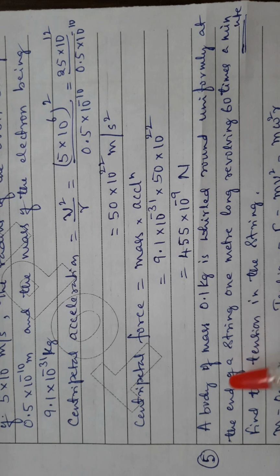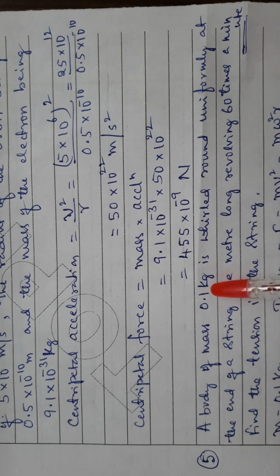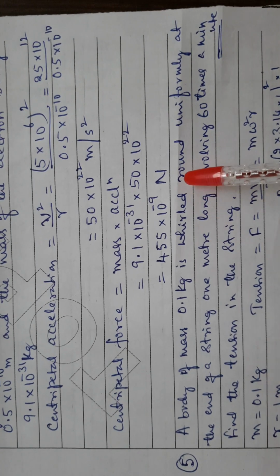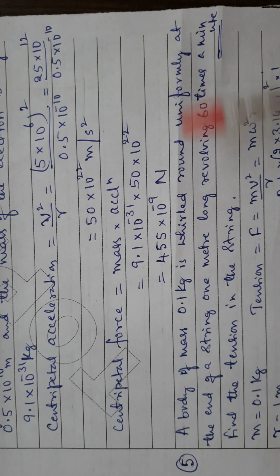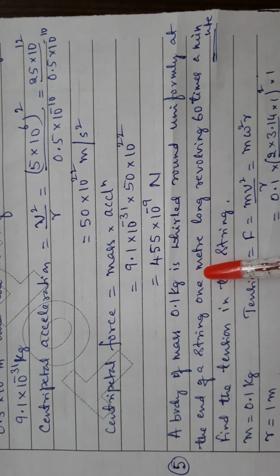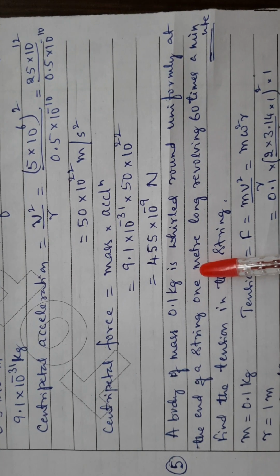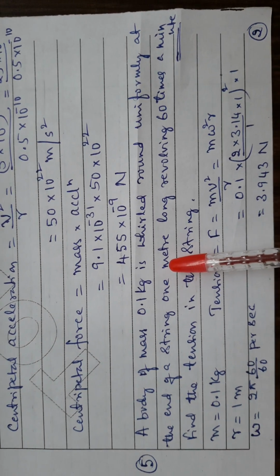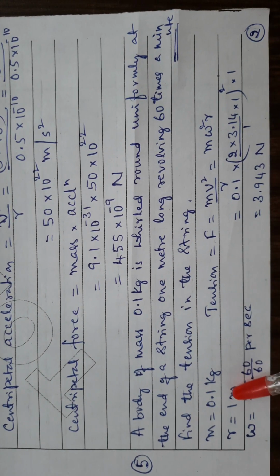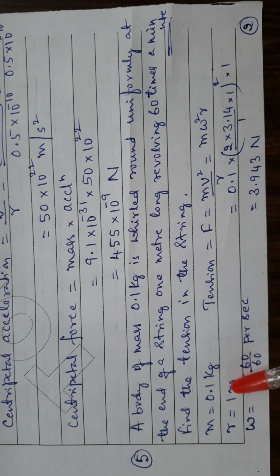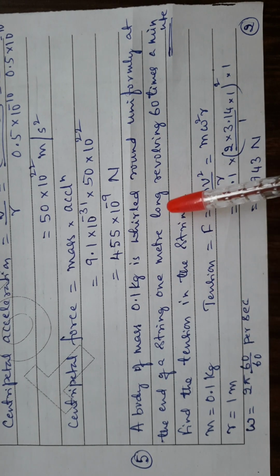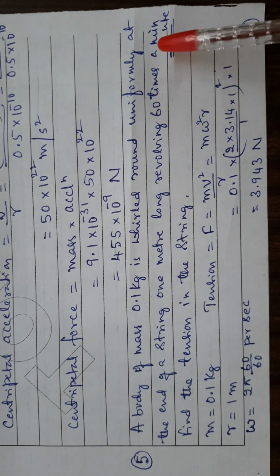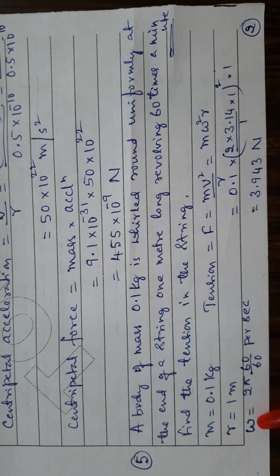Now, again, go back to the problem. A body of mass 0.1 kg. Mass is given as 0.1 kg. It is revolving uniformly at the end of a string which is 1 meter. It means the radius of that circular orbit in which the body is moving is equal to 1 meter. So I have taken the radius as 1 meter. Now I am supposed to calculate the tension, but don't forget it is revolving 60 times in a minute, which means angular velocity is given.